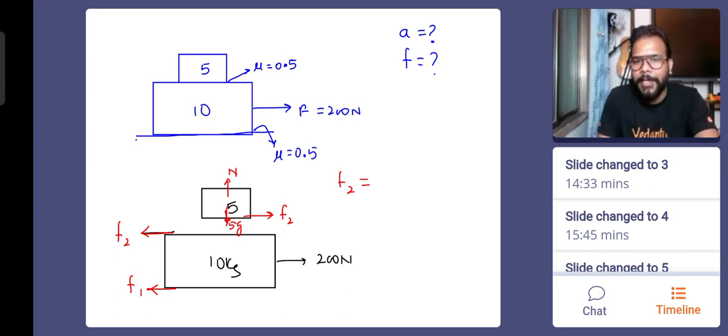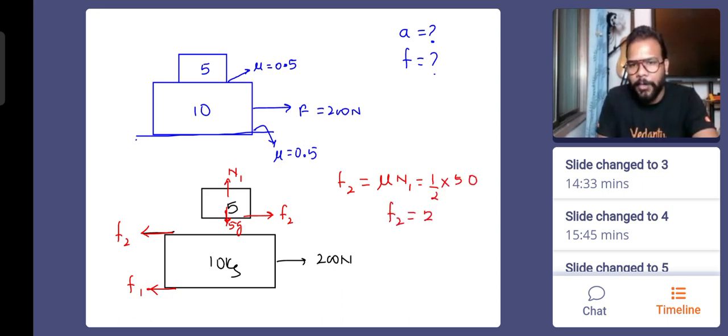सो F2 विल बी इक्वल टू म्यू इनटू n. इसको n1 बोल देते हैं, एंड दैट इज 0.5 मतलब हाफ. और नॉर्मल n1 का वैल्यू 5g के बराबर होगा, तो 50 कर देते हैं, तो F2 का वैल्यू आ गया 25 न्यूटन. F2 हो गया, ठीक है. अब F1 भी निकाल लेंगे.